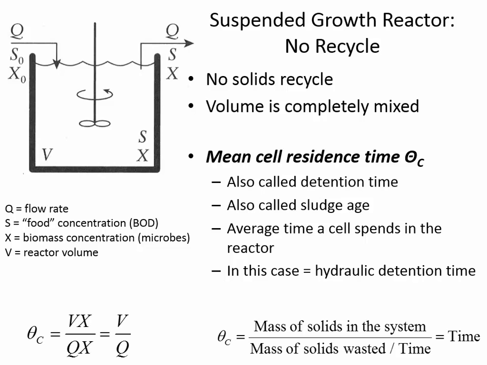Remember, what we're doing is we're keeping track of separately how much time the cells spend in the system and how much time the water spends in the system. Well, when there's no recycle, they spend the same amount of time. The cells just pass through along with the water if there's no recycle. And so this mean cell residence time, theta sub c, sometimes it's called the detention time or the sludge age. That's just the average amount of time that one of the bacterial particles will spend inside of the reactor.